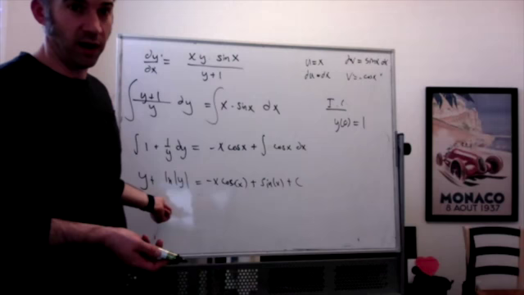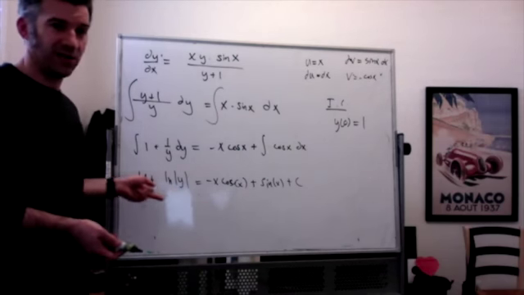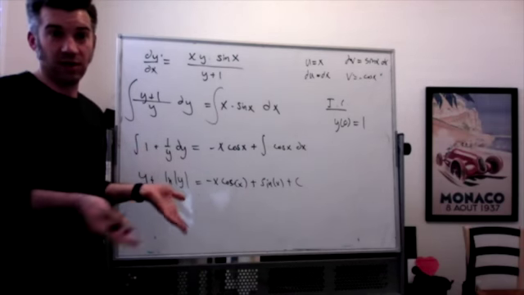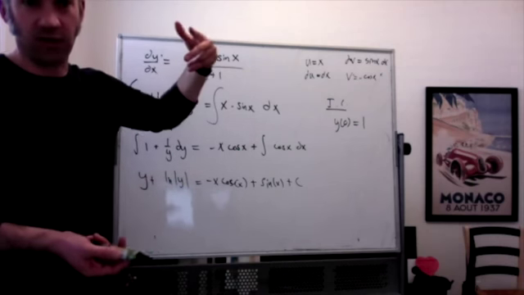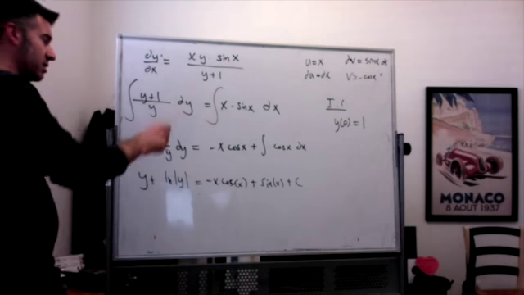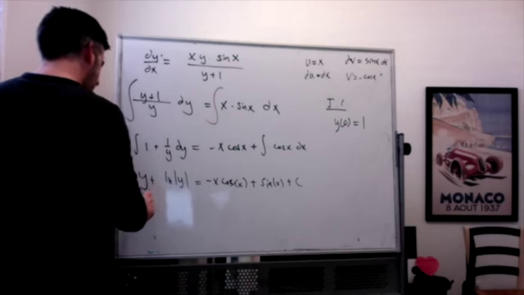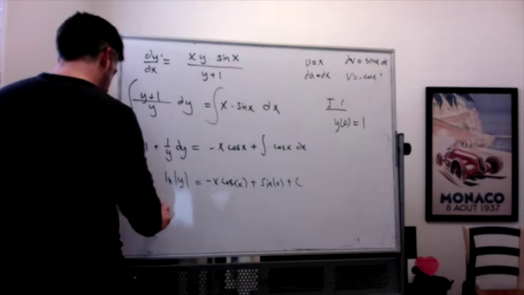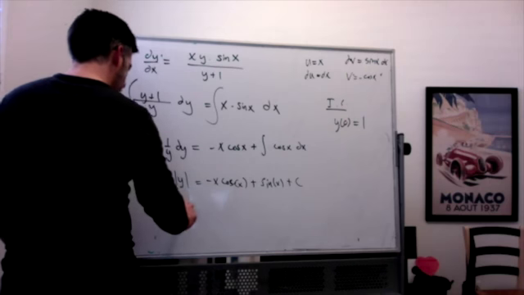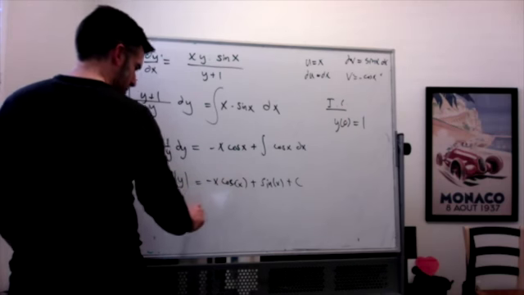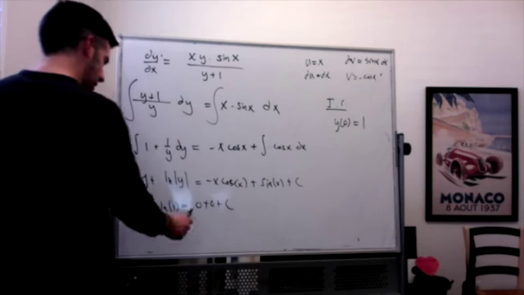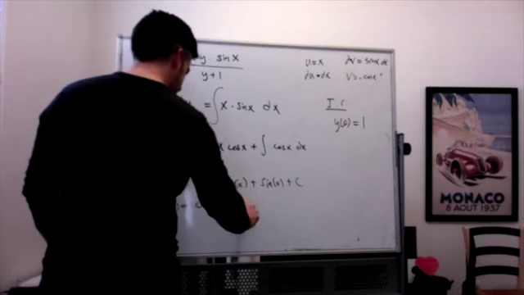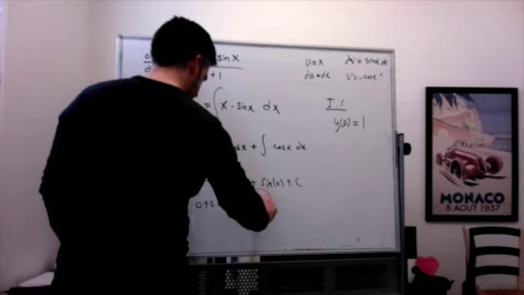We can't solve for y. Y plus natural log of y, we're stuck, right? This is an unsolvable system. We can't actually isolate y. So we're just going to do what we can, and we're going to solve for the constant c. So plugging in 0 for x and 1 for y, I get 1 plus the natural log of 1 equals 0 plus 0 plus c. So c is going to equal 1 plus 0, so c is equal to 1.